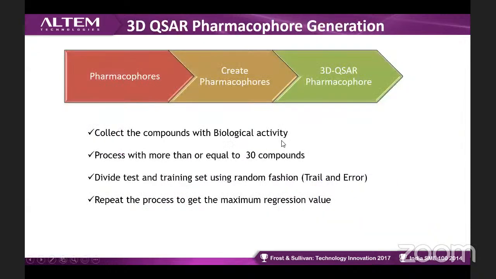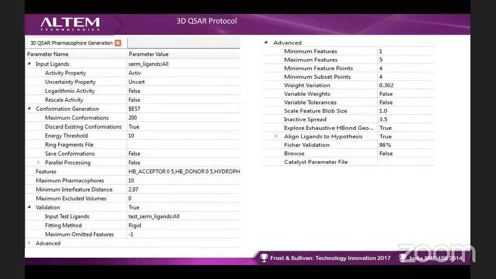Moving on. So how do you do that? I'll go to the Pharmacophore tool or protocol and select Create Pharmacophore. In Create Pharmacophore, I'll opt for a 3D QSAR Pharmacophore. Pretend that I collected compounds with biological activity, and more than 30 compounds will be fine. I will divide the test and training set in a random fashion and repeat the process till I get a maximum regression value. And this is how the setup will be.